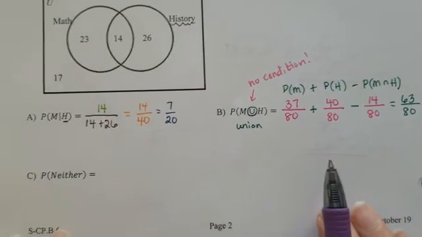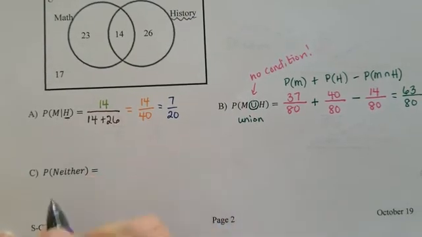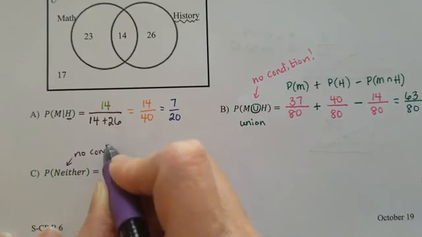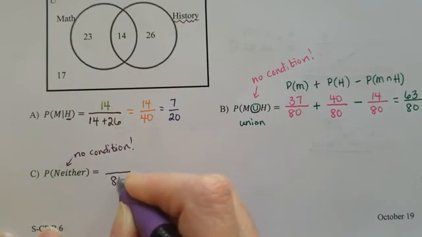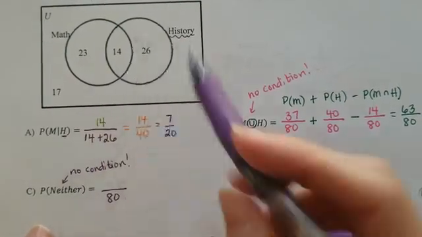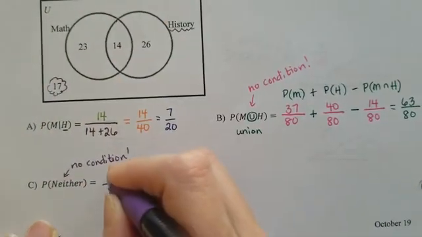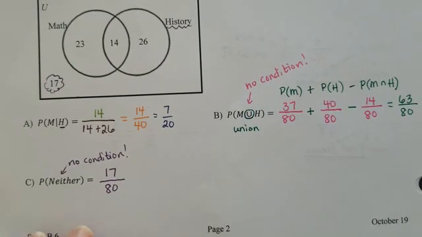Finally, our last question here is a probability of neither. We're looking for students who are not enrolled in math or in history. This also has no condition, and therefore we are dealing with the entire group of surveyed students. And so our denominator will be 80. In this case, we're looking for students that are not in either circle, and that's going to be this 17 right here. And so the probability of me selecting a student who is not in a math class or a history class is just 17 out of 80.